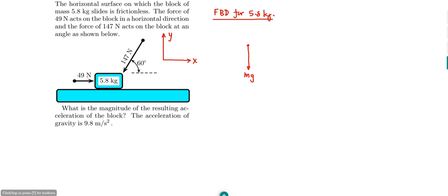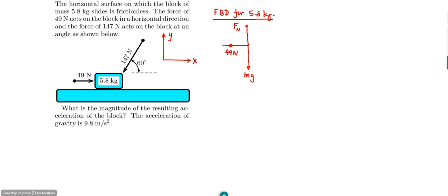And then since it's in touch with the horizontal surface, there's going to be a vertical force acting on the system. And that's what we call a vertical reaction force. And that's what we call the normal force. So the normal force is in this direction, F subscript n. And then there's a 49 Newton force to the right. So I'm going to draw that force like that. That's 49 Newtons.